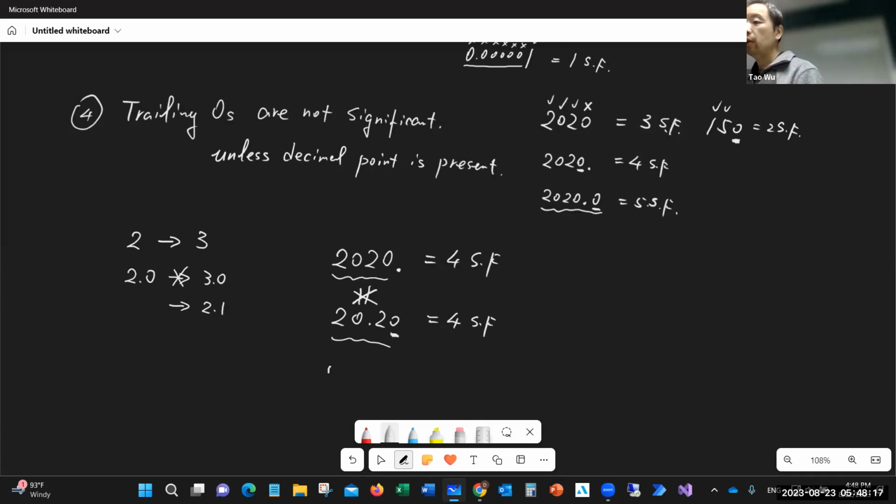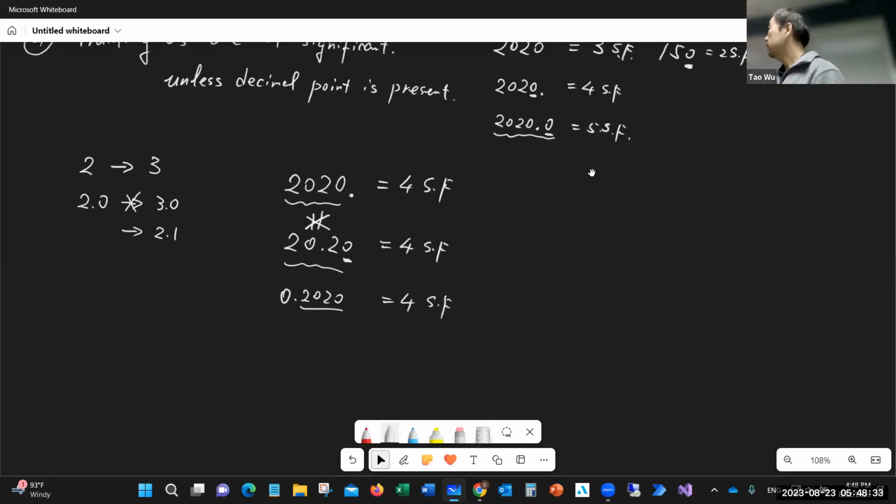Or you have 0.2020. This also has 4 sig figs, but definitely they have different values. Are you clear? Okay. So generally, this is the rule for significant figures. Let's take a break, and then we're going to continue the topic. Usually we're going to have several breaks in between the lecture.